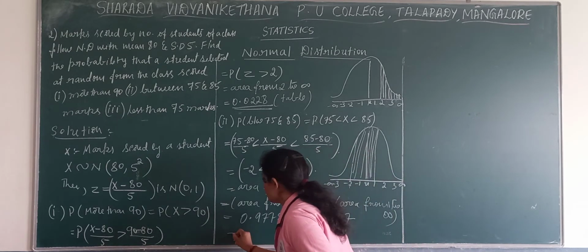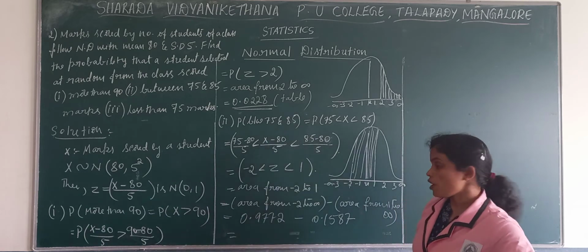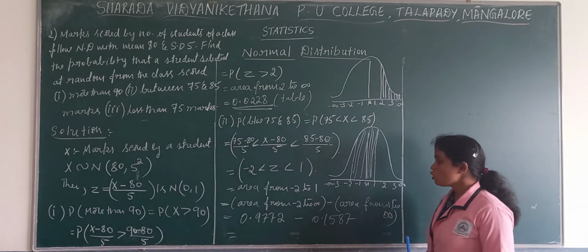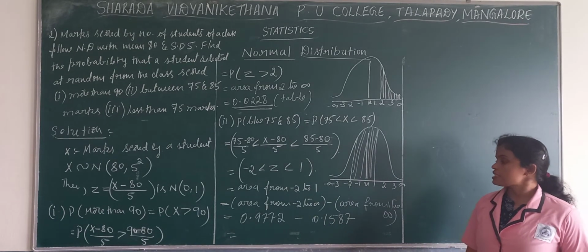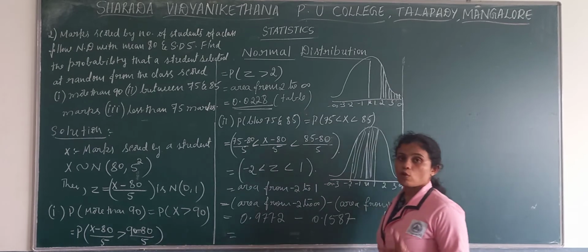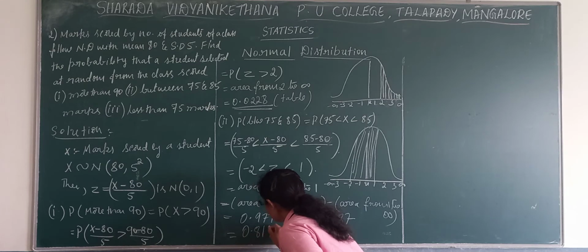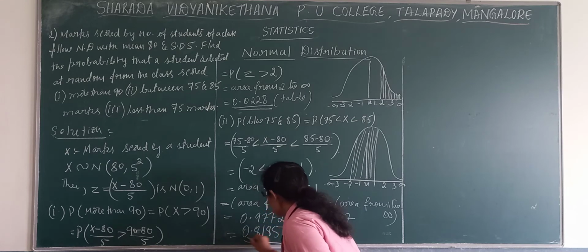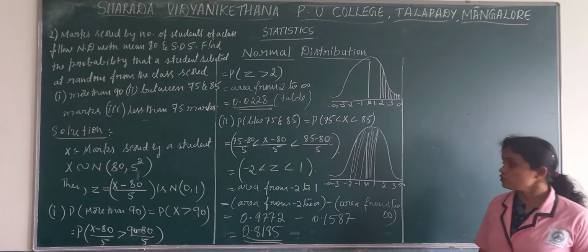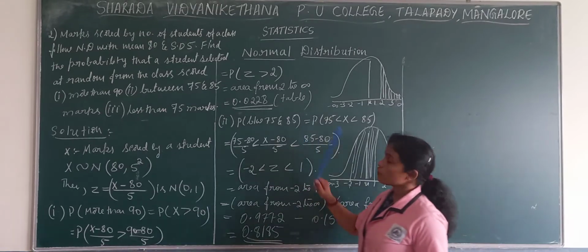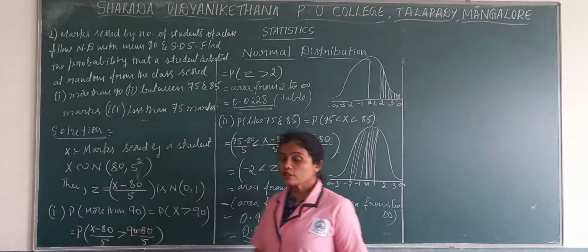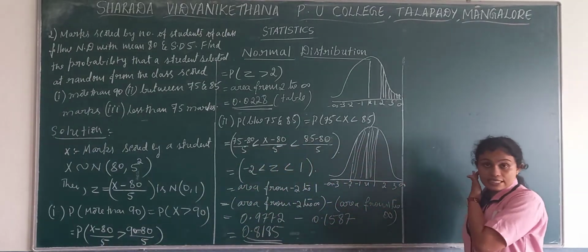0.1587. Deduct from 0.9772. From that, deduct 0.1587. What value will you get? Then you get 0.8185. So this is the value of in between, when they give in between. I hope it is clear.